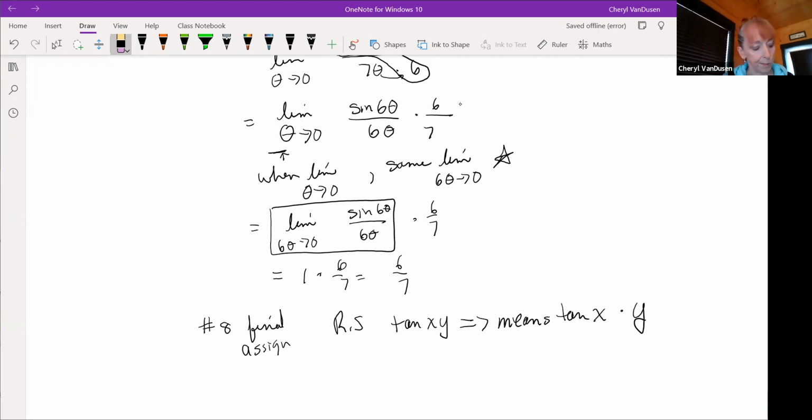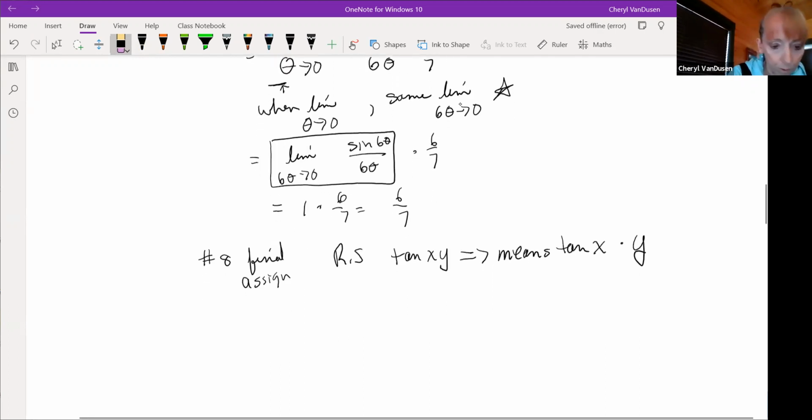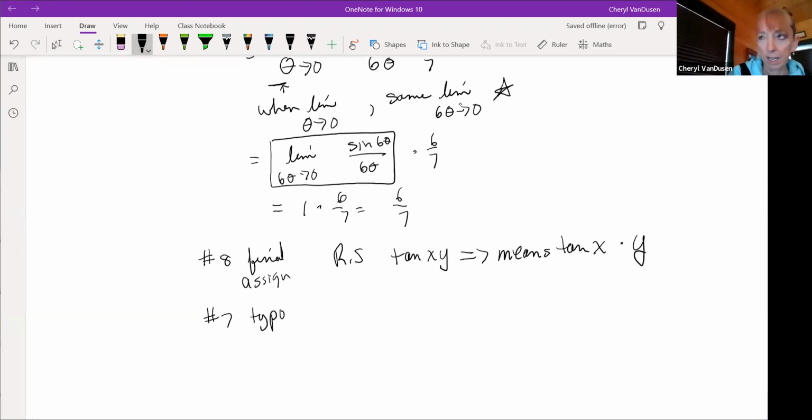Now, there's a typographical error on number 7 too. What was the typographical error? Let me go and just find the typo. I think it had an X and it's supposed to have an H or something. So let me just go pull that up for us. Number 7.